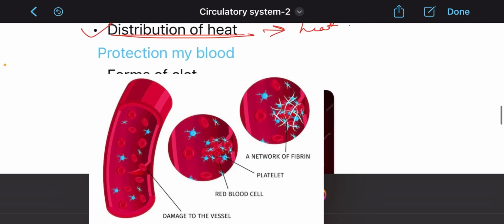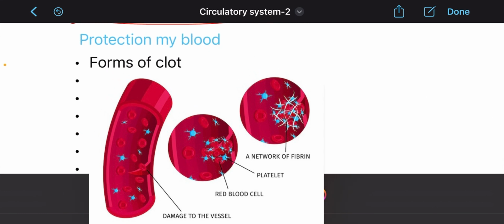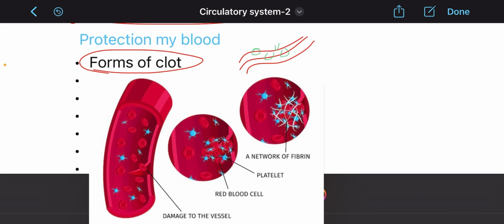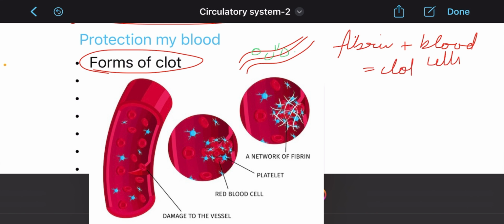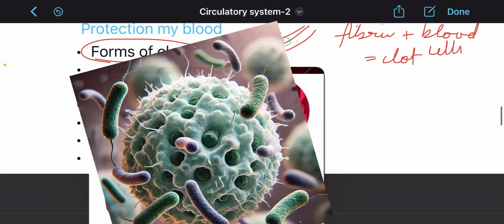Now let us see another function, that is protection. By blood it forms a clot. That means at the place of injury where the blood vessel is cut, it forms a fine mesh of fibrin, in which the blood cells get entrapped and form a clot. So we can say fibrin plus blood cells equals clot. This prevents further loss of blood from the injured part, and therefore prevents excessive loss of blood.